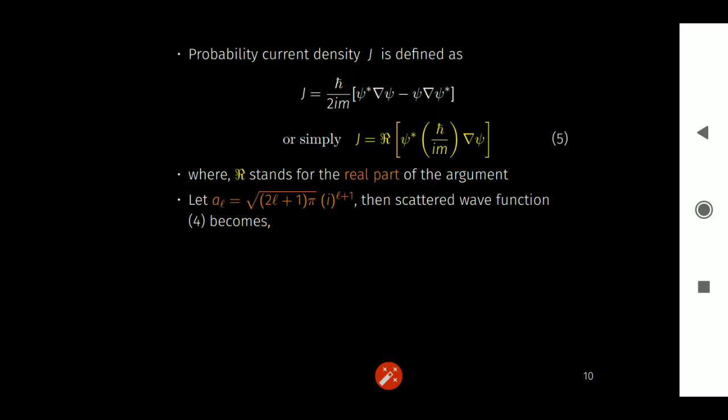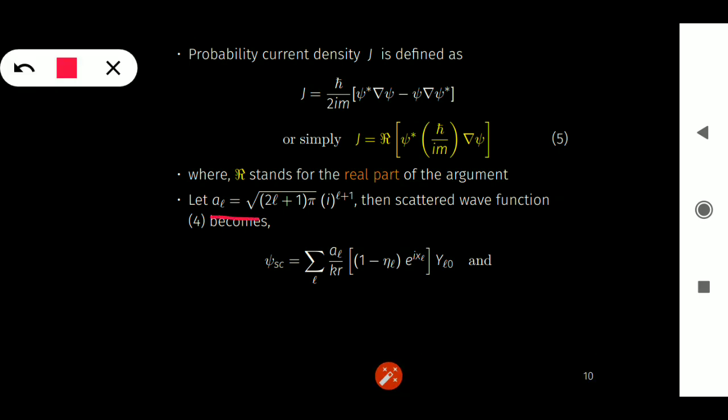Let us denote the first part present in the wave functions, root of 2l plus 1 times π times i to the power l plus 1, by a symbol. I am calling that here A_l. Then the scattered wave function can be written in this manner: ψ scattered equals the summation of A_l divided by kr times (1 minus η_l) times e to the power iχ_l times Y_l0.